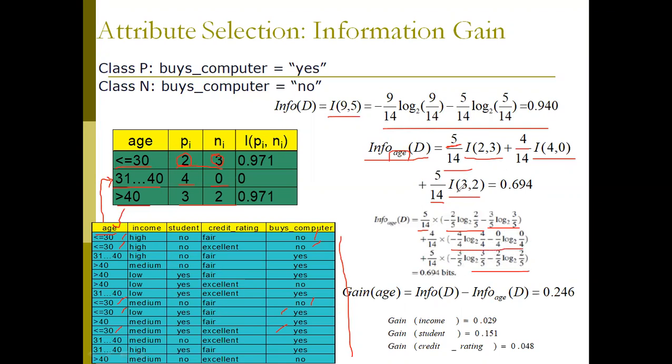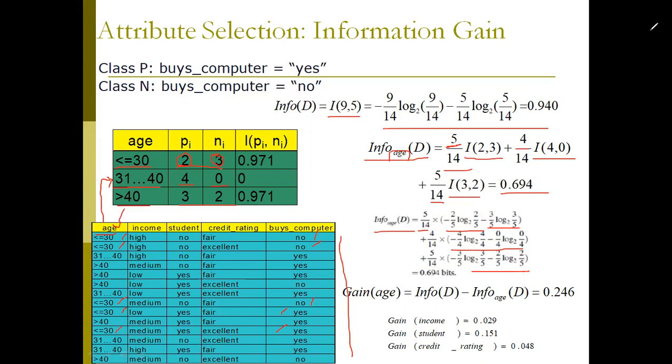For I of 3 comma 2, in the sense 3 by 5 log base 2, 3 by 5 minus 2 by 5 log base 2, 2 by 5, isn't it? This is the calculation. If you calculate this information gain for age, then you may get the result of 0.694.